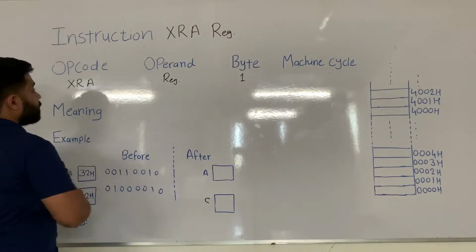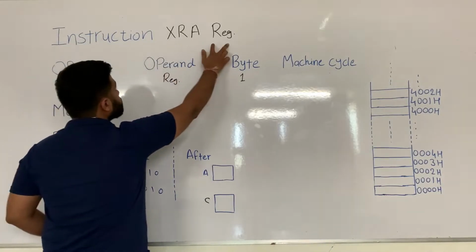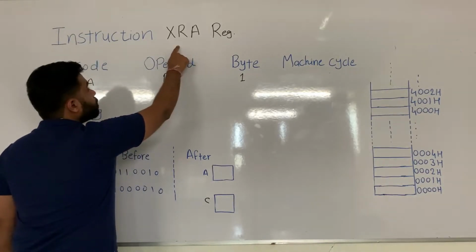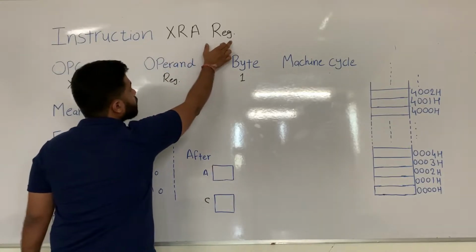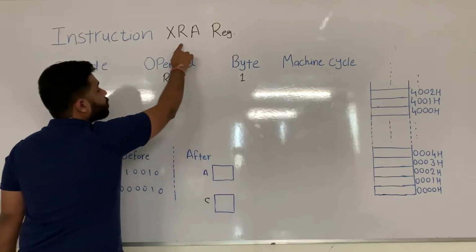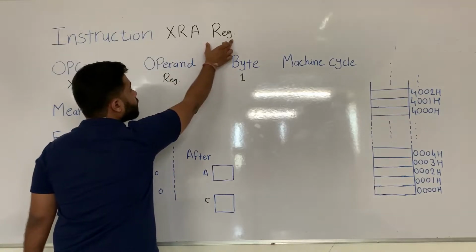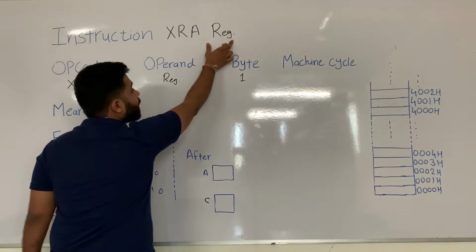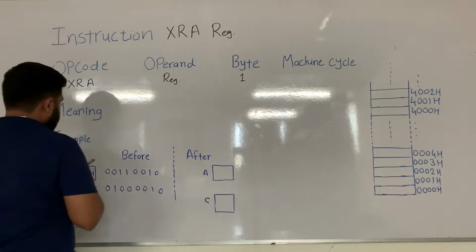Let's first see the meaning of this instruction, XRL register. XRL register means perform logical XOR operation between the content of register and the accumulator, and the answer will be stored in the accumulator. So let's see one example.